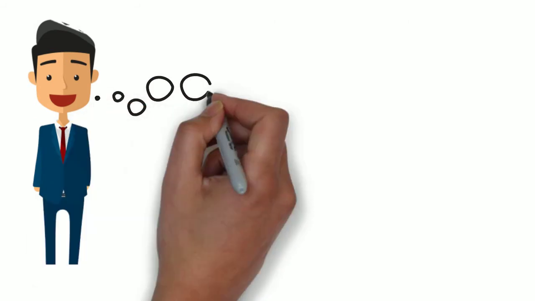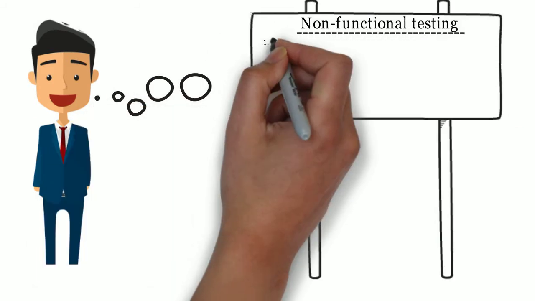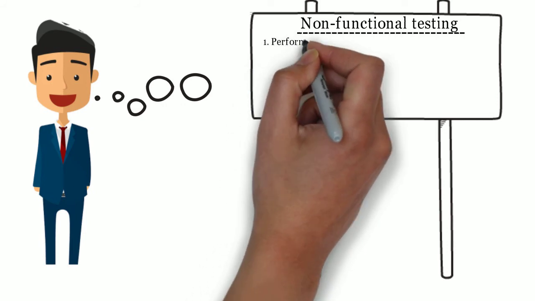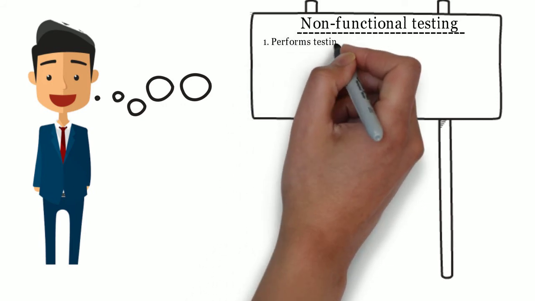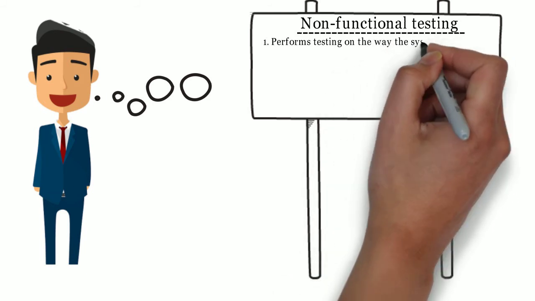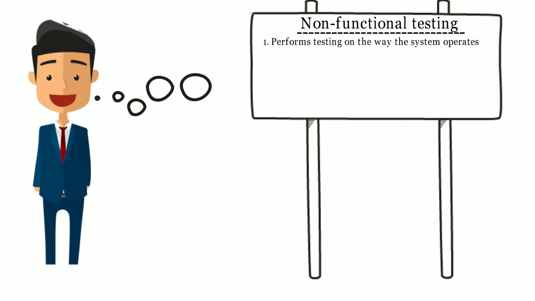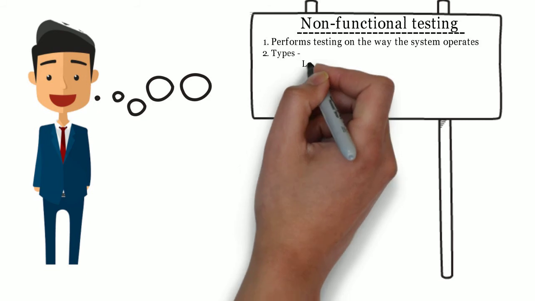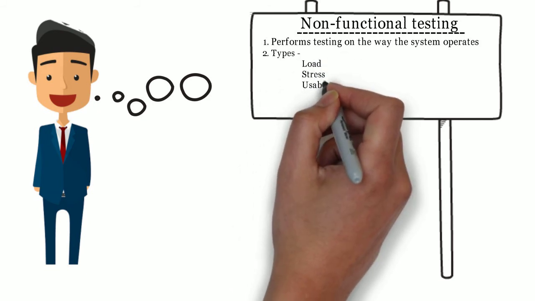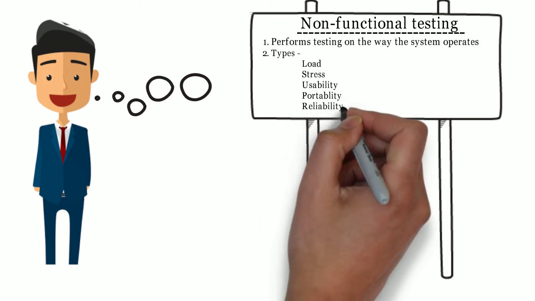So let's get into the final test type, non-functional testing. Non-functional testing is the testing of a software application for its non-functional requirements. For example, the way a system operates. It concentrates mainly on testing performance, reliability, usability, etc. There are different types of non-functional testing: load, stress, usability, portability, reliability, etc.